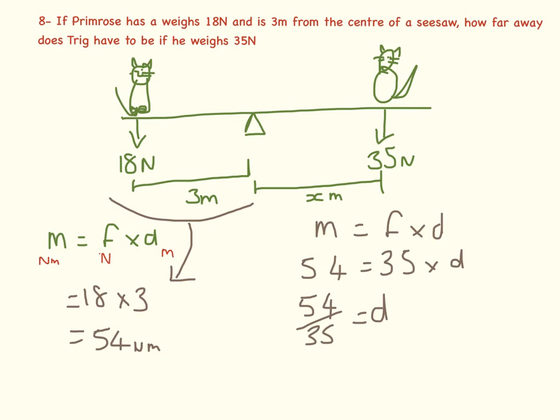Divided by 35. So the distance equals 1.5 meters. Now this is a tricky question for a number of reasons. So I'm going to give you 1 mark for the equation, 1 mark for the working, 1 mark for the answer, 1 mark for the units. Now I've given you a mark for the equation over here and the units over here, so I'm not going to give you it again. I'm going to give you a mark for the working and a mark for the answer.